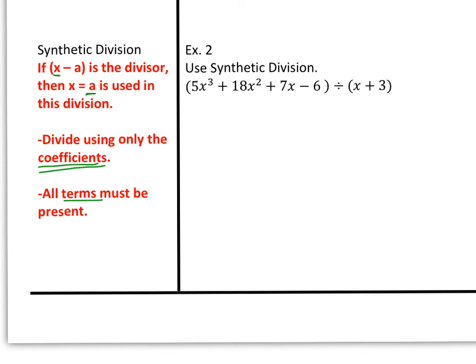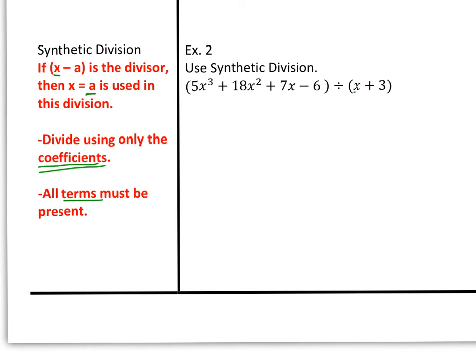And like long division, all terms must be present. Here's what synthetic division looks like. I attribute it to playing hockey. It has nothing to do with hockey, but I use hockey terms, so it's kind of fun. We have 5x cubed plus 18x squared plus 7x minus 6. So this is the dividend. We have x cubed, x squared, x, and a constant. All terms are present. Divided by x plus 3, that's your divisor.